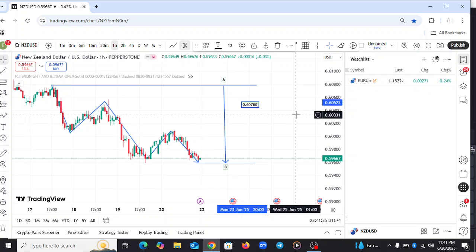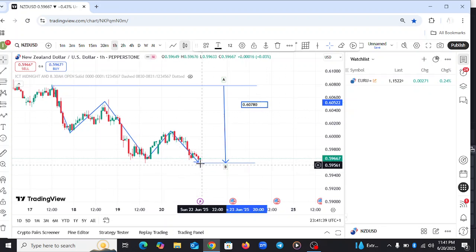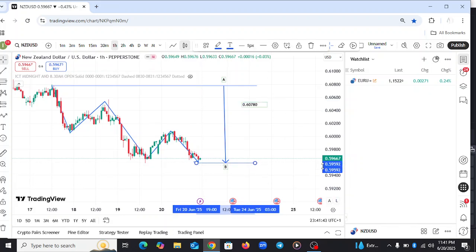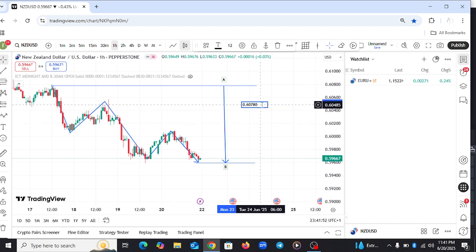0.60780. Right? And then we write the second value. We are calculating it down up to this level. So when you check that, this is basically 0.59592, right?